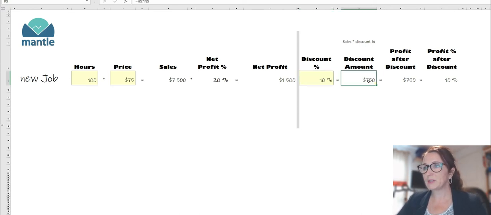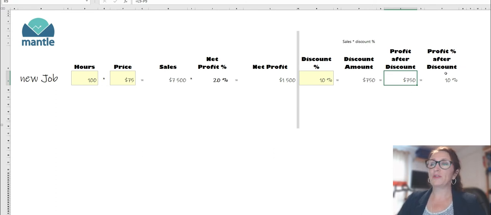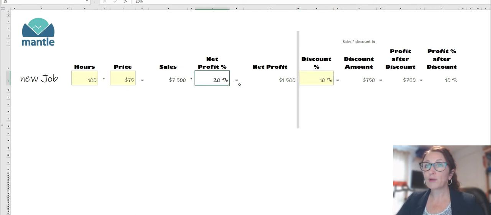Well, the discounted amount, of course, is $750. That's 10% of the original sale. And that gives us a profit after discount also of $750. If you think about it, it's obvious. We're giving a 10% discount, and our original net profit was only 20%. So we're effectively giving away half of our net profits to secure this sale.